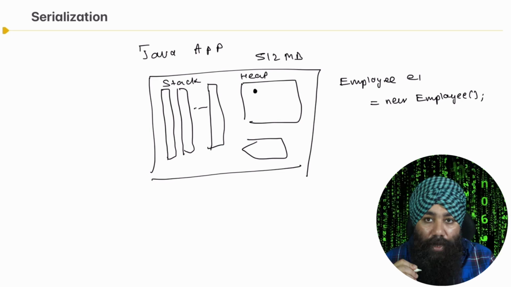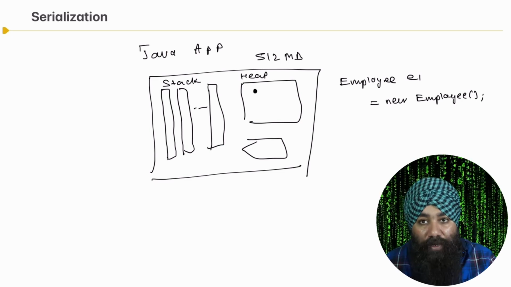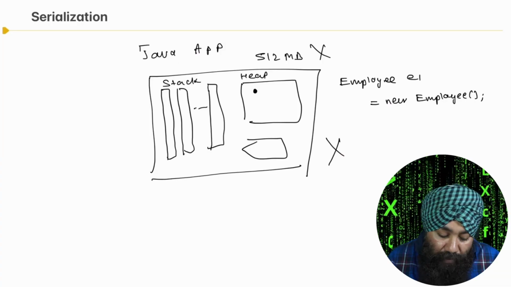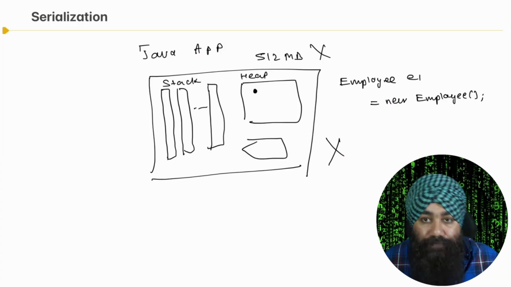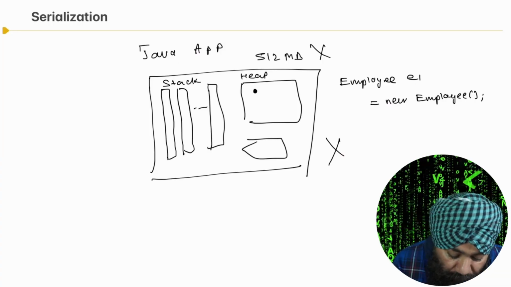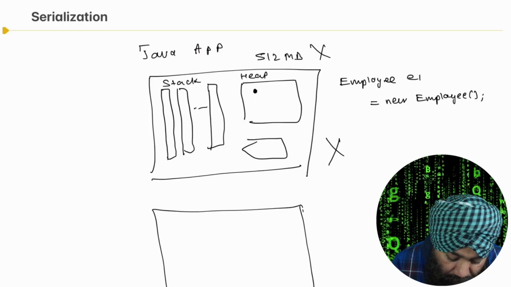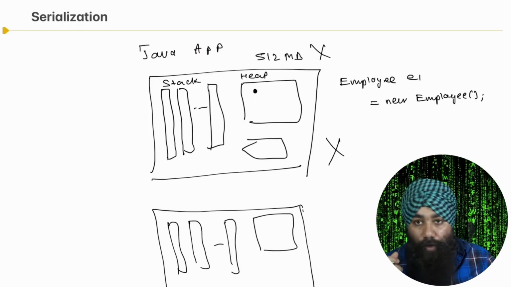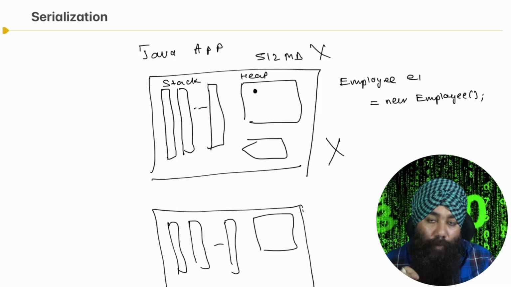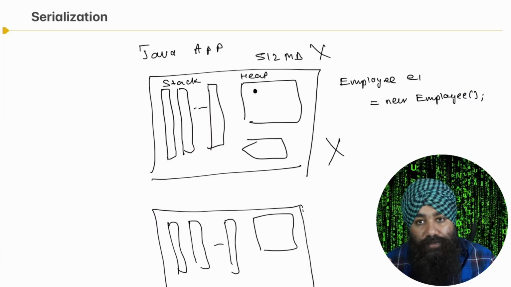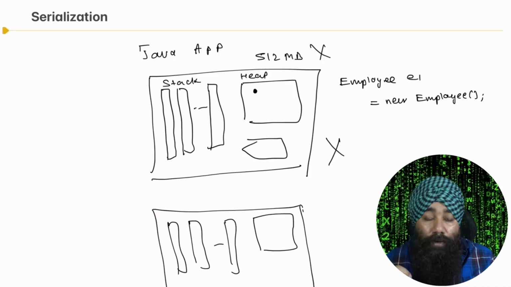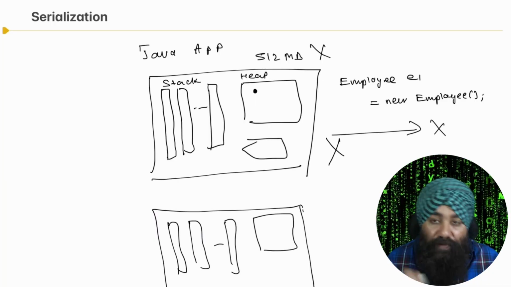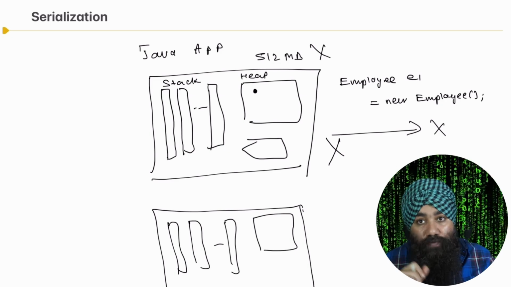And now suppose you shut down your application, this complete 512 MB will go away and there will be nothing left. And now if you again restart your application and you want the employee object, you will have to create a new employee object and set all the properties and values as you had set them earlier. Anything from the previous memory will not be available. Okay. So you can do one thing.